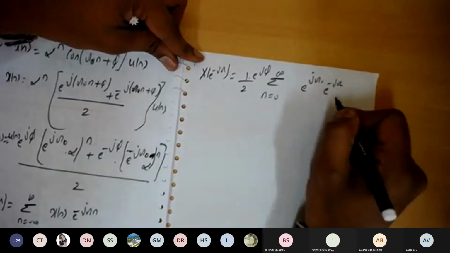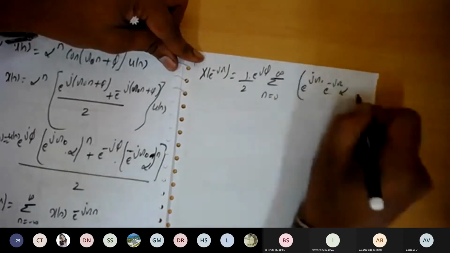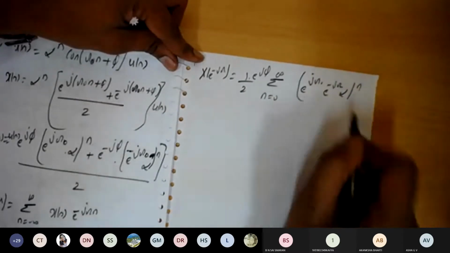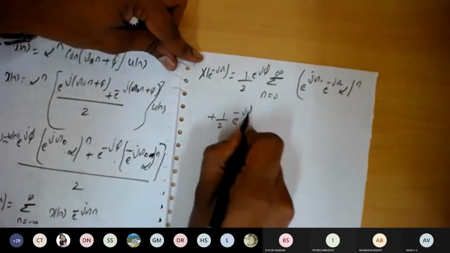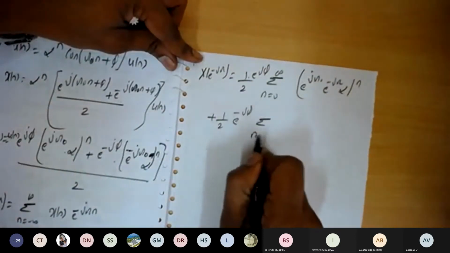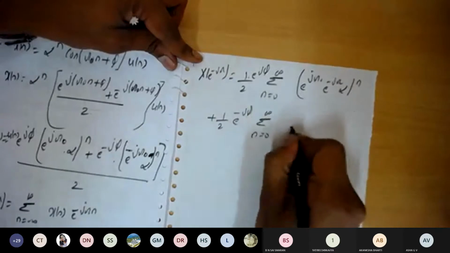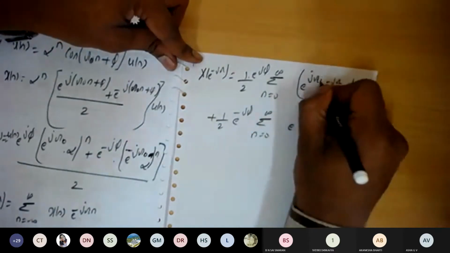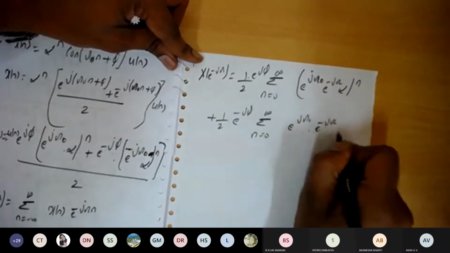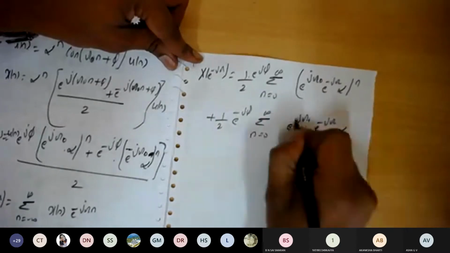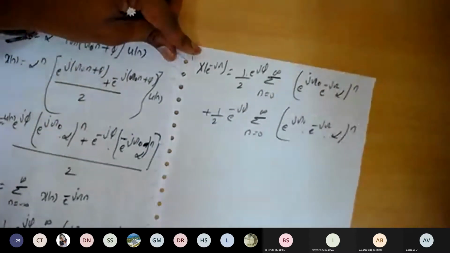So e to the power of minus j omega alpha, whole to the power of n, plus 1 by 2 into e to the power of minus j5, summation n equal to 0 to infinity, e to the power of j omega naught, so this is j omega naught into e to the power of minus j omega into alpha, whole to the power of n.